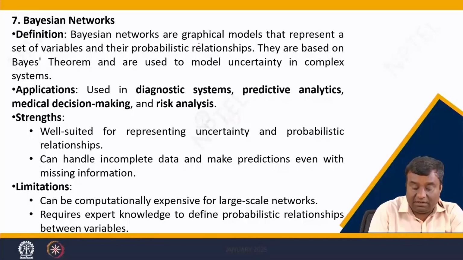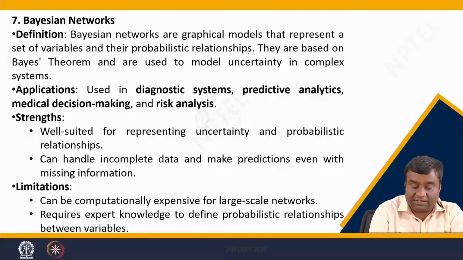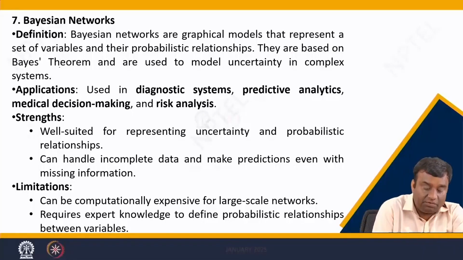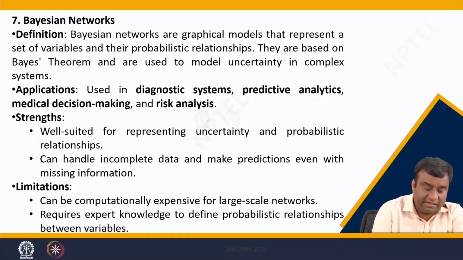Next one is Bayesian networks. Bayesian networks are graphical models that represent a set of variables and their probabilistic relationships. They are based on Bayes' theorem and are used to model uncertainty in complex systems. Used in diagnostic systems, predictive analytics, medical decision making, and risk analysis.